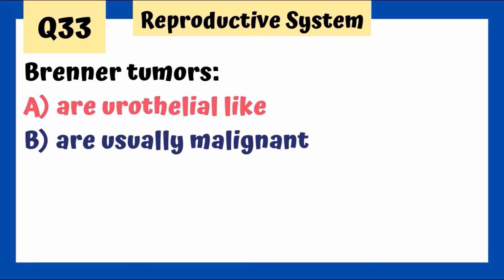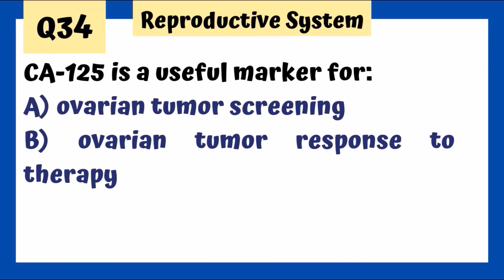Brenner tumors are urothelial-like. Just remember, Brenner are bladder-like. Brenner for bladder. CA125 is a useful marker, but we don't generally use it for screening. It's generally for relapse or response to therapy.